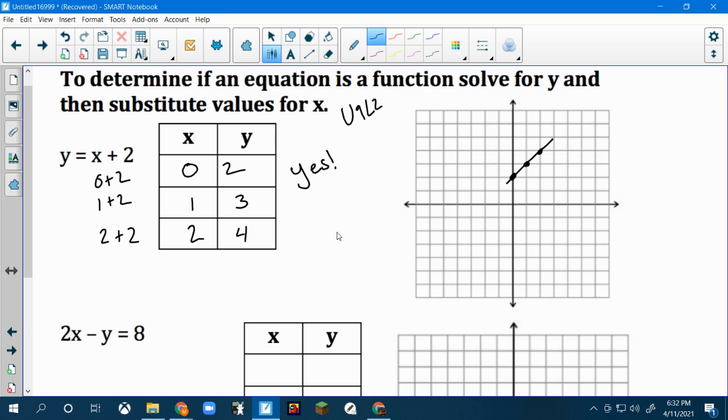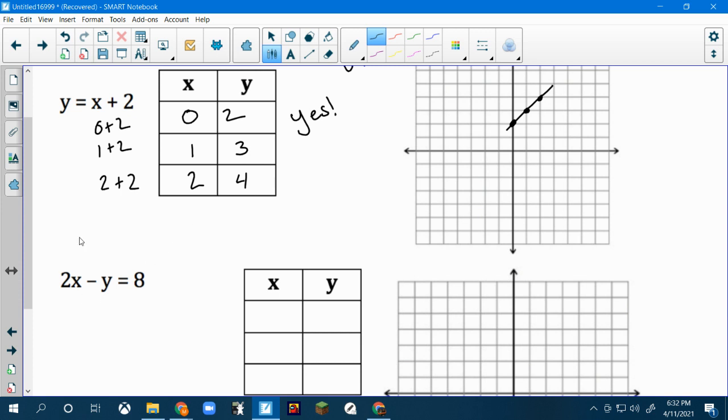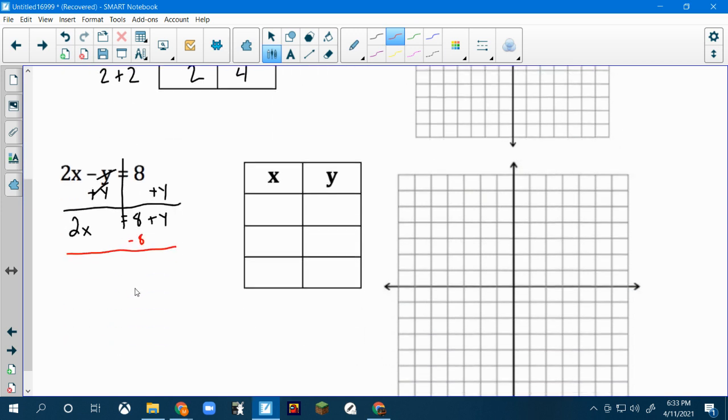Okay, let's try this one here. Let's solve for y first. We want to make the y positive, so we're going to actually add y first. What we're going to get is 2x, those cancel, 8 plus y. To get rid of that 8, we are going to subtract 8 from both sides. We're going to get 2x minus 8 equals y. So the y is by itself now.